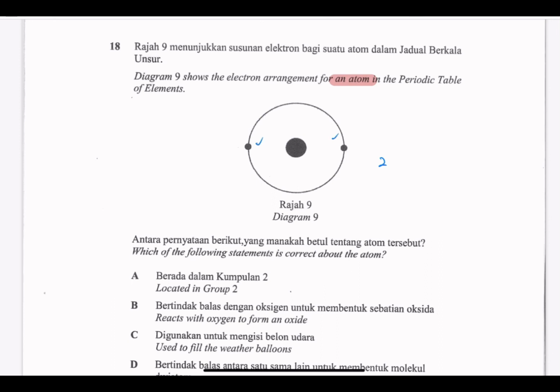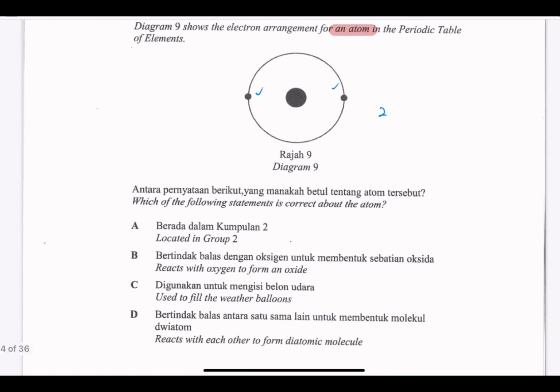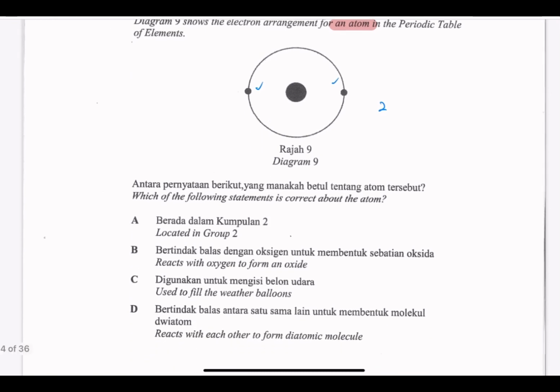Which of the following statements is correct about the atom? Located in group 2? No. So this is period 1. Period 1 only has 2 elements, so 2 electrons. This actually is helium.